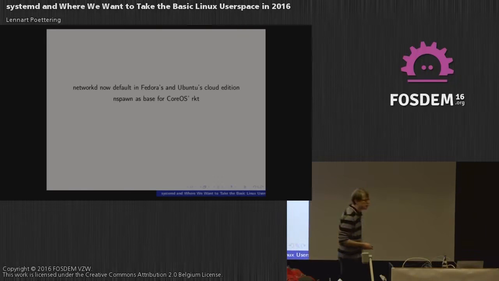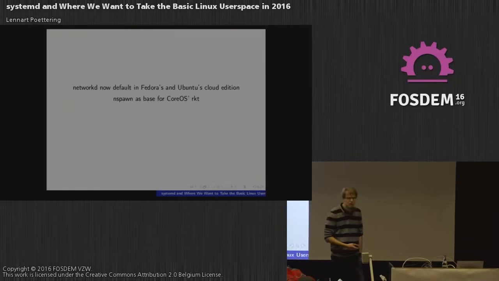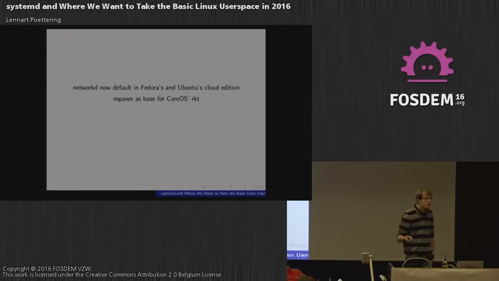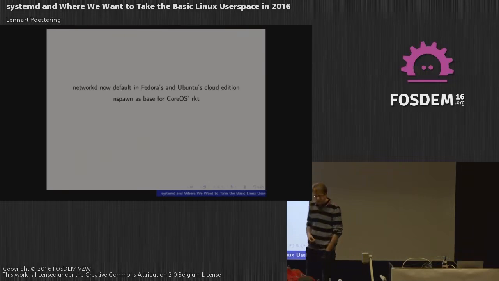With nspawn, it's really about running containers where every single container has its own operating system inside it, where the operating system inside is not just PID 1, but actually a full userspace, with the main PID 1, for example, systemd. This is actually being used nowadays as the backend for CoreOS Rocket, which is kind of cool, given that nspawn was something we primarily created to test systemd for ourselves, right?